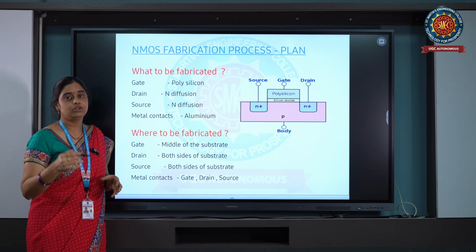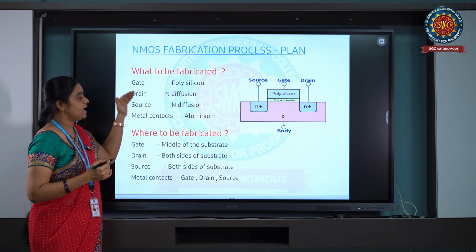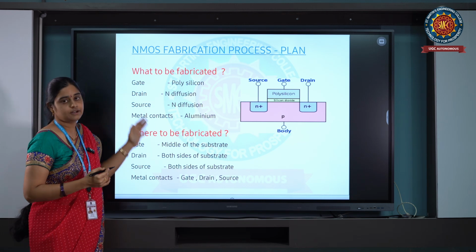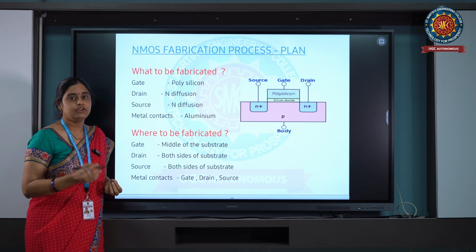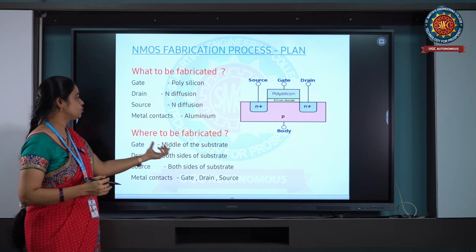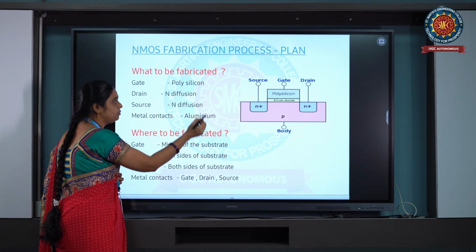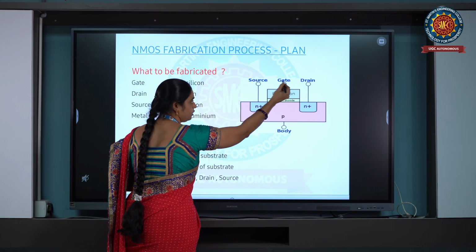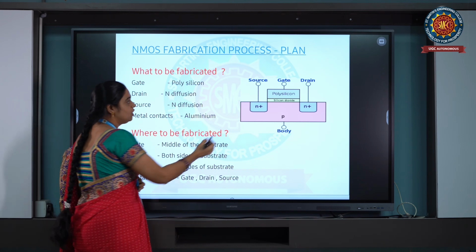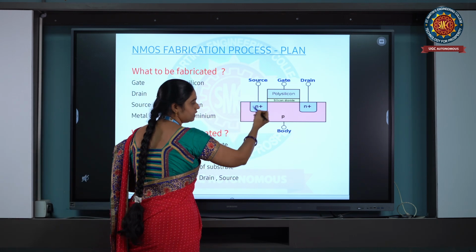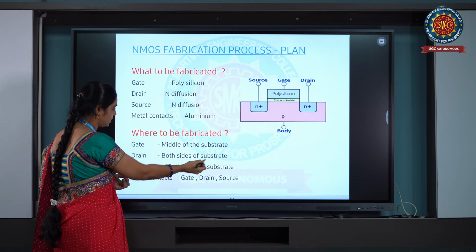Now we know what is to be fabricated as a drain, as a source and as a gate. Now let us see where to fabricate. Where is the gate to be fabricated? The gate is to be fabricated exactly at the middle of the substrate. This is the place where we are going to fabricate the gate. And drain and source are to be fabricated on both sides of the substrate.